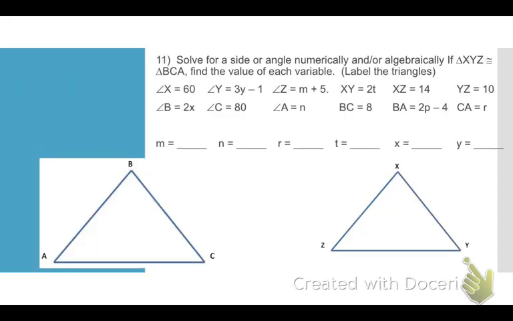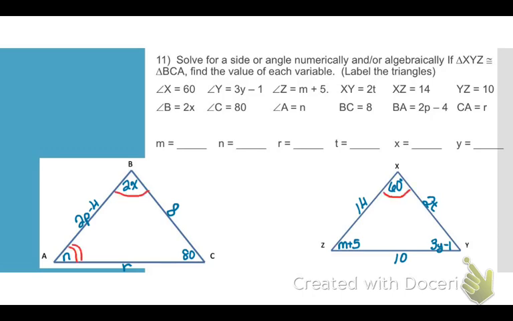Solve for a side or angle numerically and/or algebraically. If triangle XYZ is congruent to triangle BCA, find the value of each variable. Well, the very first thing I'm going to do is label each triangle with all of the information that they have given me. And then I know that these two triangles are congruent.